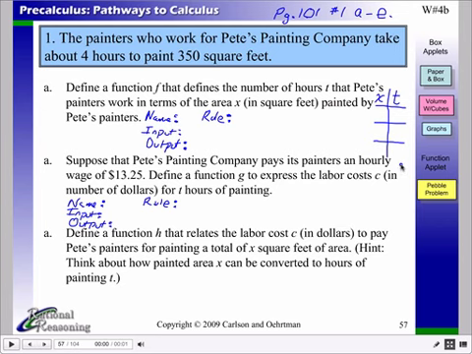Sometimes making a table of values of corresponding ordered pairs helps to figure out what the rule is, or the formula. So make a set of ordered pairs that helps to figure out what that formula or rule for the function is.